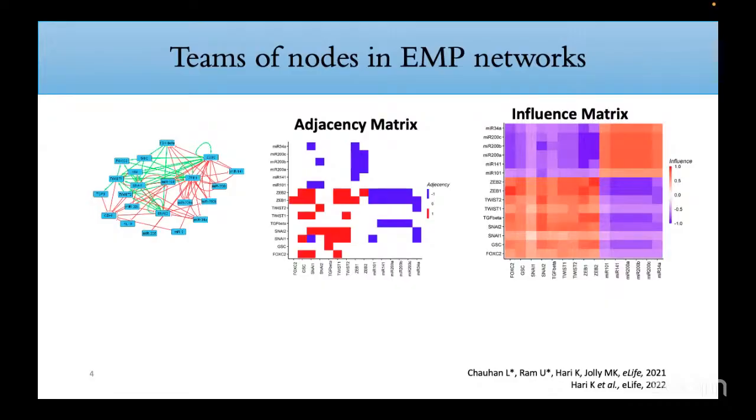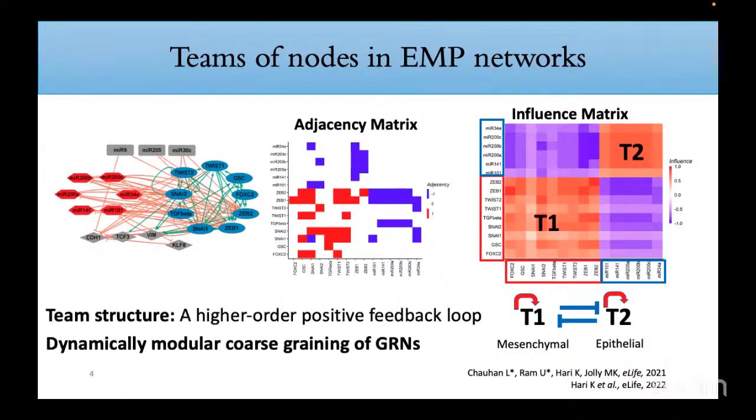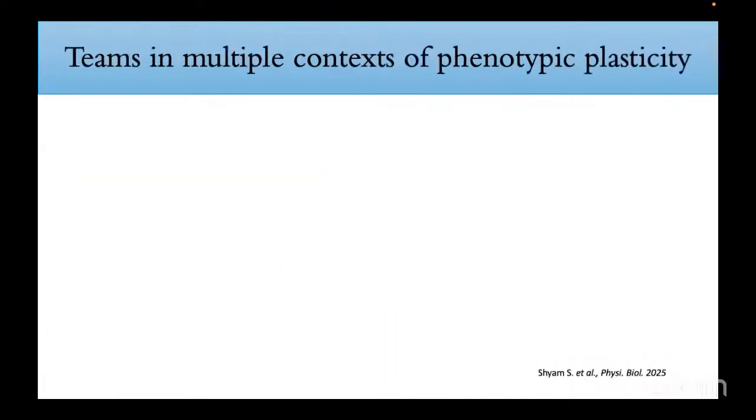So what the influence matrix does is it captures all the influences within each node and gives you this nicely separated structure of two teams. Each team can be thought of as a huge coarse-grained node, and the interactions are such that each team is inhibiting each other and activating itself. So we again have a positive feedback loop, but at a higher dimension. So this is a very clean coarse-grained structure that we observe across multiple contexts, not just EMP.